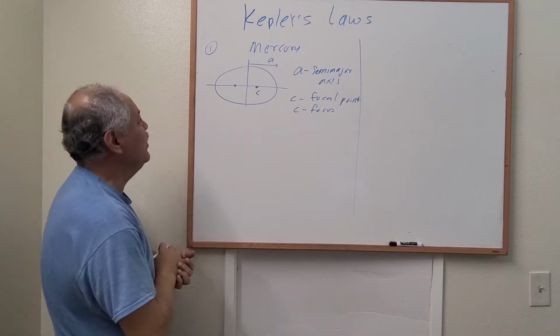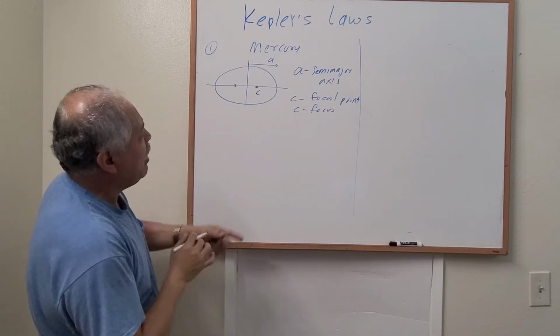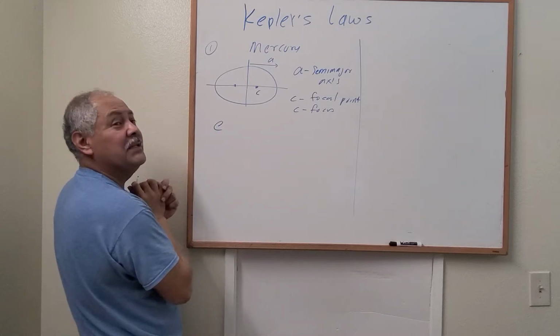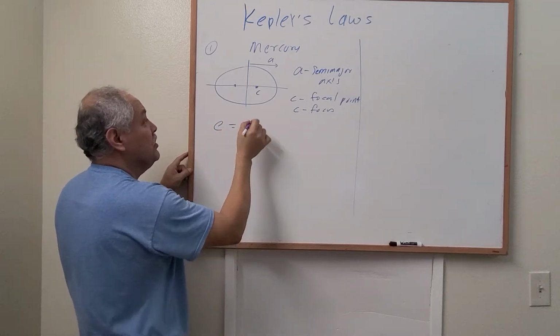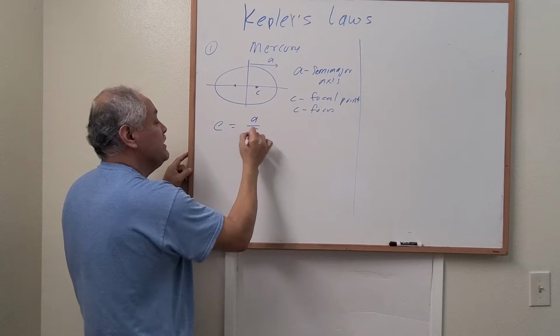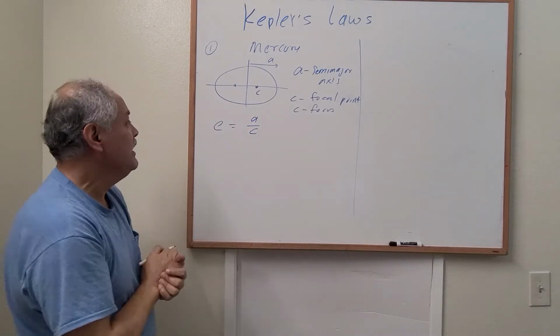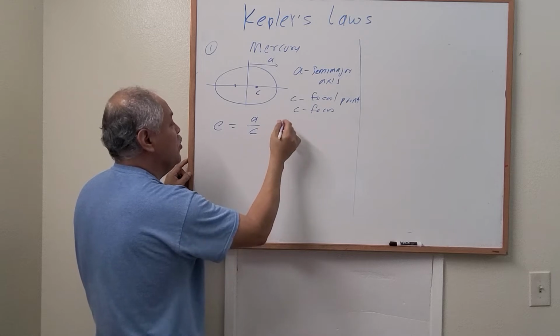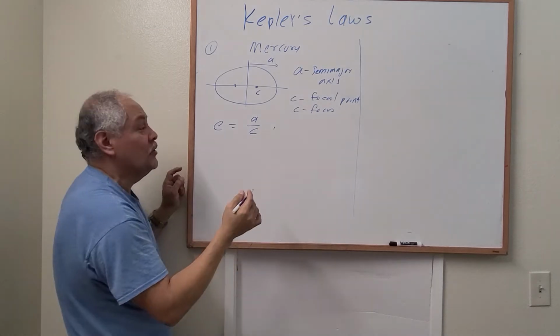Okay, perfect. Now, how are these two quantities related? Using eccentricity E. Eccentricity equals A over C. Great. Now, let's say A is equal to, let's do some examples.